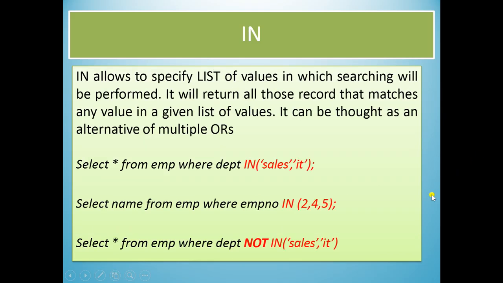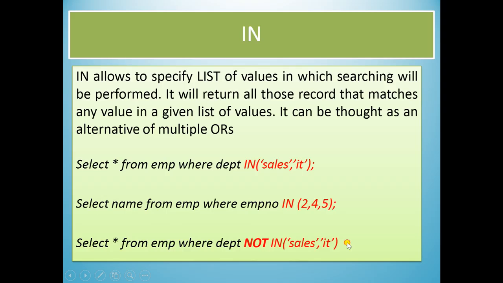Now IN. IN allows you to specify a list of values in which searching will be performed. For example, in this you can see select asterisk from EMP where department in sales and IT. Now another example, IN 2, 4, 5, so only these values will be included. NOT IN means sales and IT will not be included.